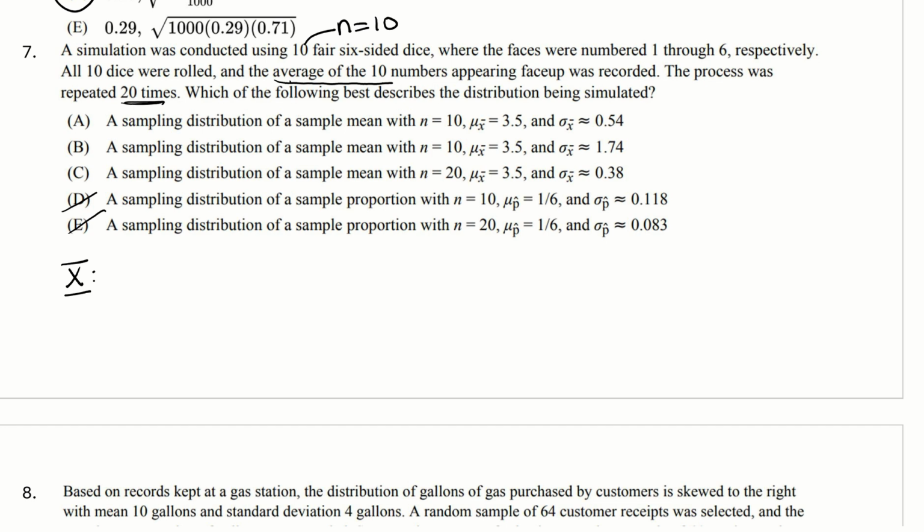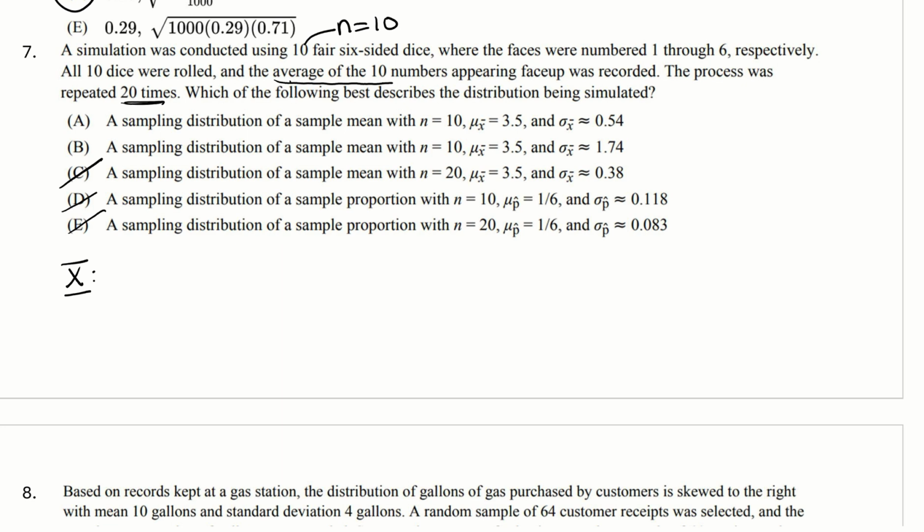Okay, so what that's saying is you're taking 10 dice, so n is equal to 10. And once you roll the 10 dice, you get a number from that, which is the average of the 10 numbers. Okay, and you're just doing this 20 times. So the 20 is the number of trials. 20 is not the sample size, okay? So the sample size is 10 fair 6-sided dice. So be careful with that because you're going to then assume it's n equals 20, and that's incorrect. So it can't be that. So it's either A or B.